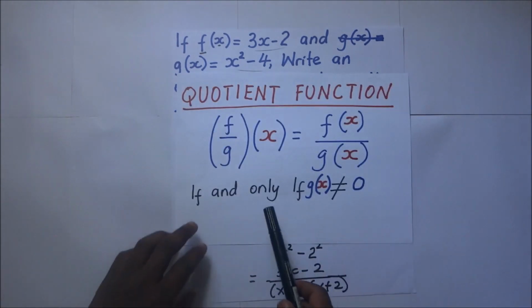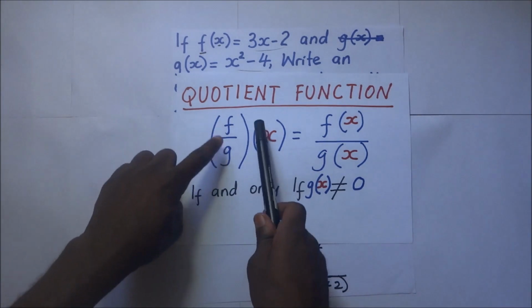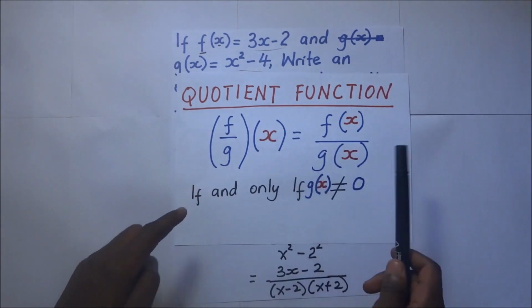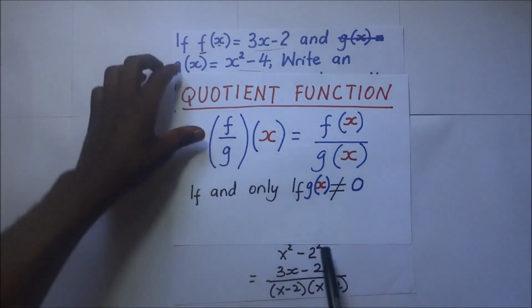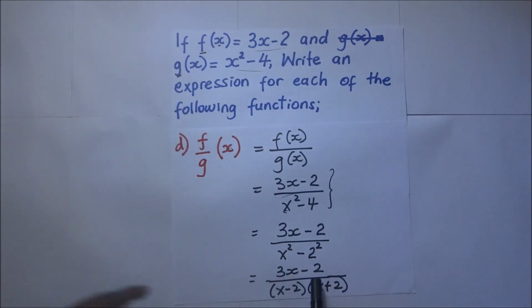This is how we illustrated it here, that when we are looking at the quotient function, it is supposed to be such that the denominator, g(x), is not equal to 0. So since the quotient function here is (3x - 2)/((x - 2)(x + 2)), the condition is that if I make x 2, it's going to be 2 - 2, which is 0, and it will make this whole denominator 0.